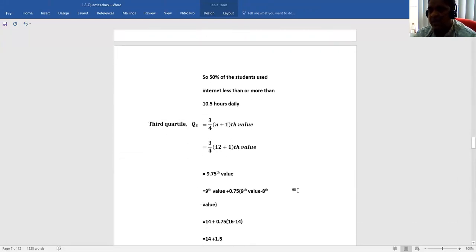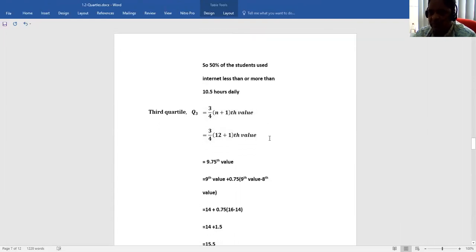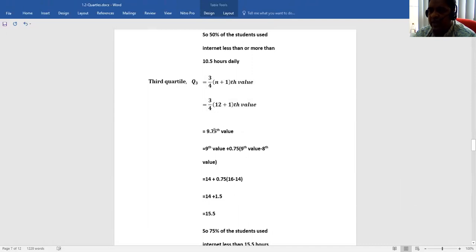Similarly, we know already the third quartile is 3 over 4 times n plus 1. We know n is 12. If you do the calculation, it will be the 9.75th value. For the ninth value, and for the 0.75, we have to multiply 0.75 by the 10th minus the 9th value. Sorry, I made a mistake. Here it will be the 10th minus the 9th value.